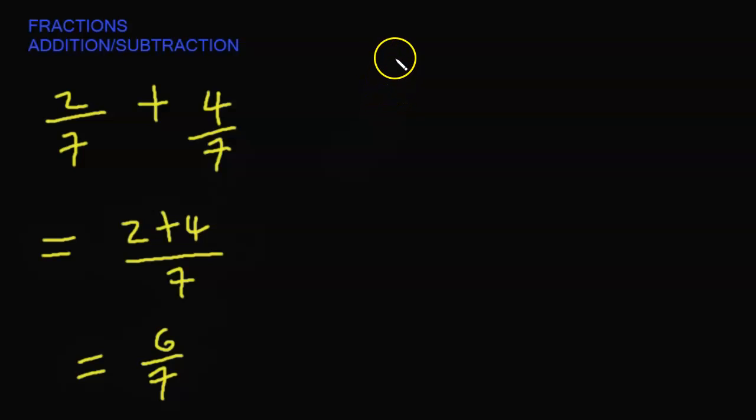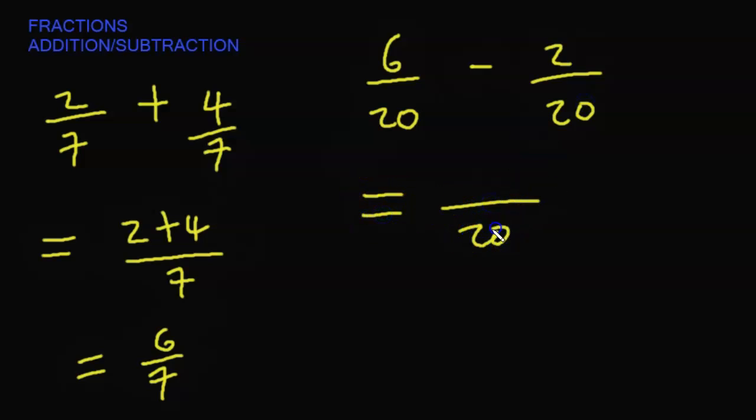Likewise, subtraction. Let's say we have 6 over 20 minus 2 over 20. Then this result would be 6 minus 2. And again, basic rule, as long as denominators are the same, we can simply add or subtract the numerators. So 6 take away 2, that's 4 over 20.